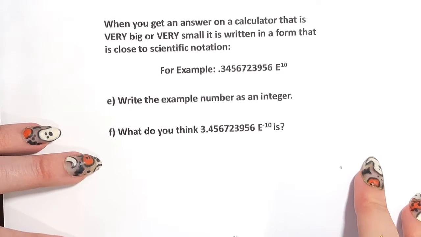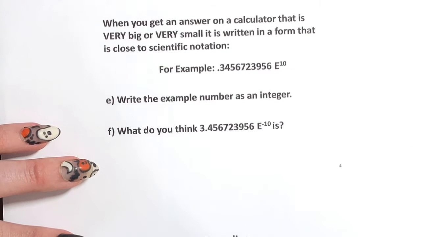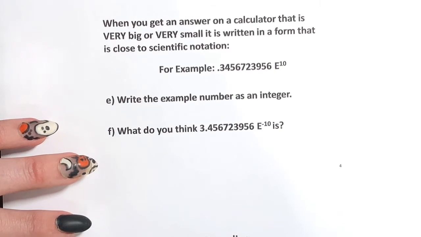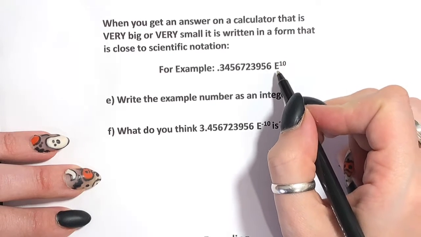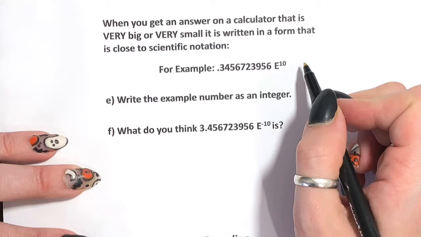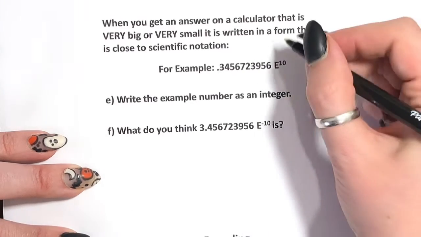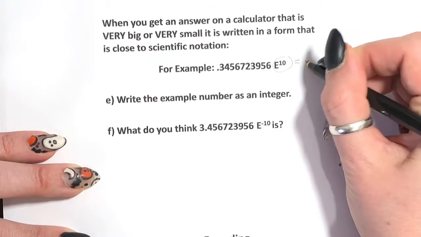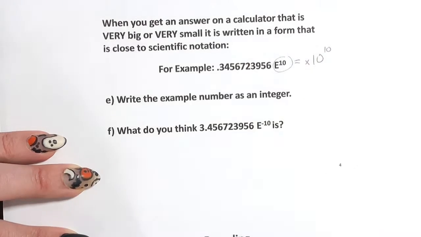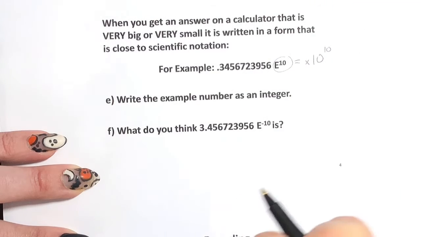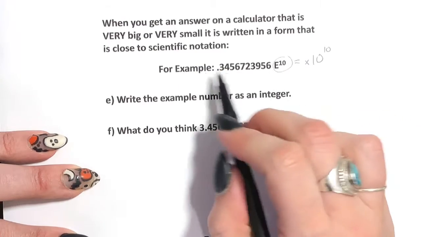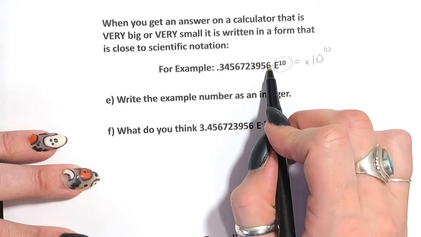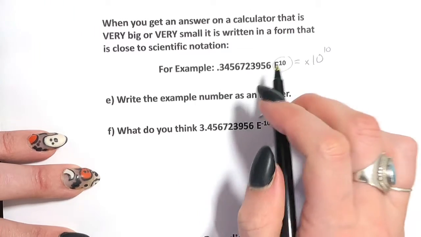So when you are doing calculator notation, the calculator doesn't write it quite the same way, and you might have seen this before on your calculator and not really realized what it was. Instead of doing a times 10 to an exponent, they have this little e to an exponent, but it's the same idea. So this e to the 10 would be like times 10 to the power of 10. They're saying that your decimal really should be moved 10 times in a certain direction. So we would move it 10 times back, and that would be what your number would be.